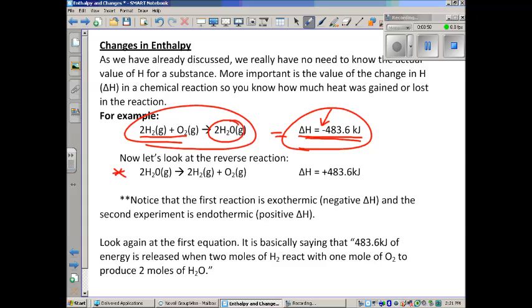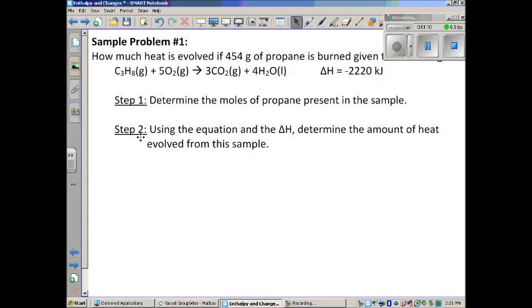And if you notice, the only difference in the delta H is the same number, but negative and positive. Because if it takes energy to break up the H2O, then it's also going to release energy when it makes that H2O. All right, so the math. Now, hopefully you'll agree that the math is pretty easy.